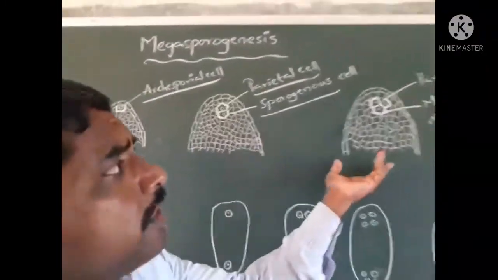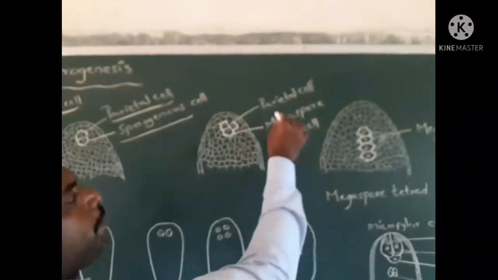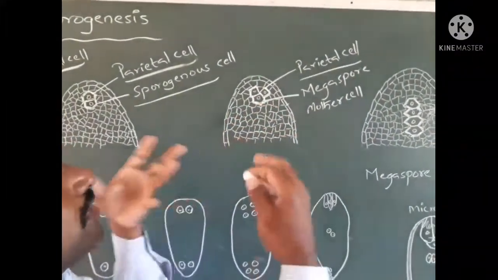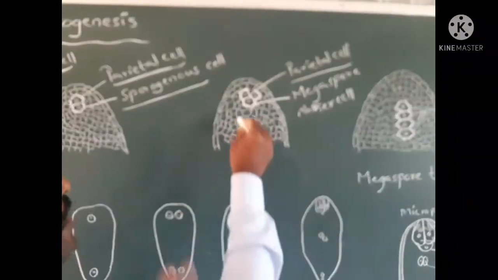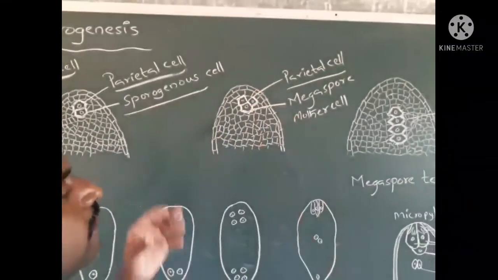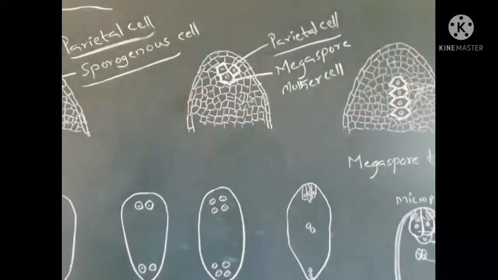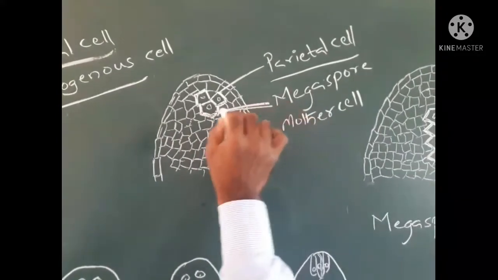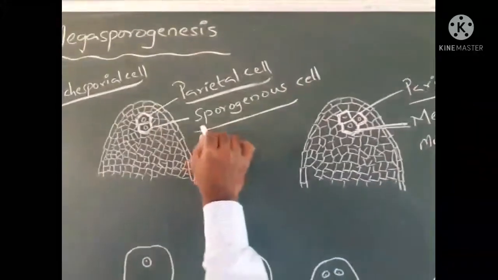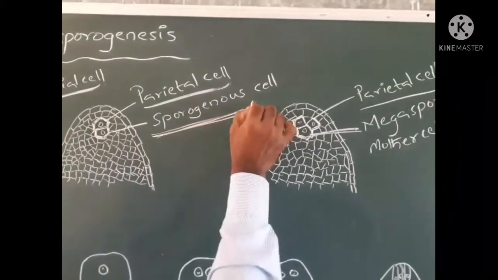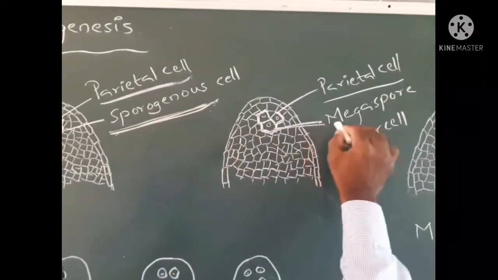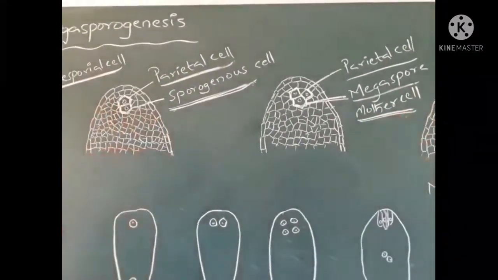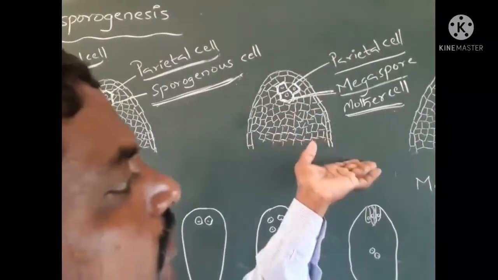See here, the parietal cell undergoes periclinal divisions and forms cells, and those cells are added to the nucellus. Below the parietal cell is the sporogenous cell, which is formed as the megaspore mother cell. See here, this is the megaspore mother cell.